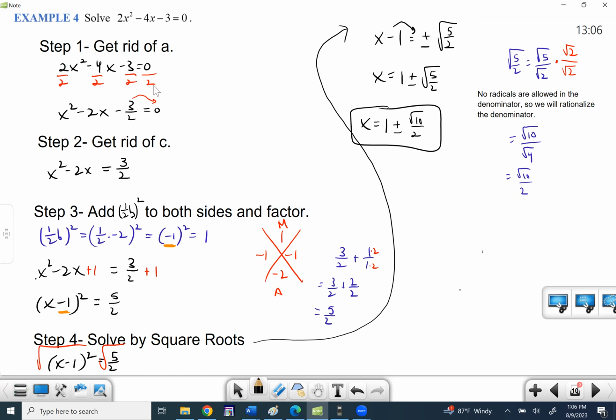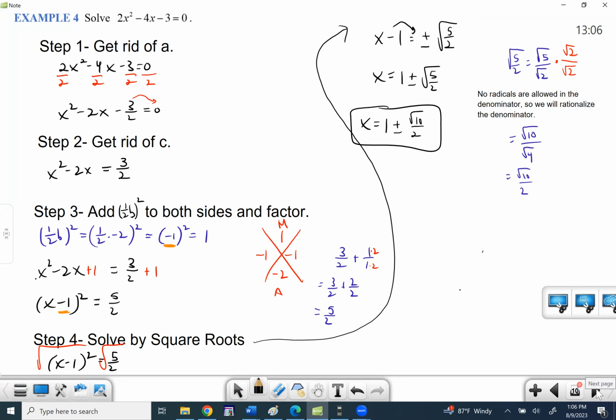Okay, so this one had an A. So we had to divide through by 2 to everybody. After you get rid of A, get rid of C. So we moved the 3/2 over, changed its sign. We did the whole half of B squared thing. We added it to both sides. And we said, don't think too hard about how this factors. It's always going to be the number before you square. So x minus 1 squared. To get rid of a squared, you just square root both sides. Don't forget your plus or minus. Okay. Move that 1 over to the other side, and then rationalize the denominator.